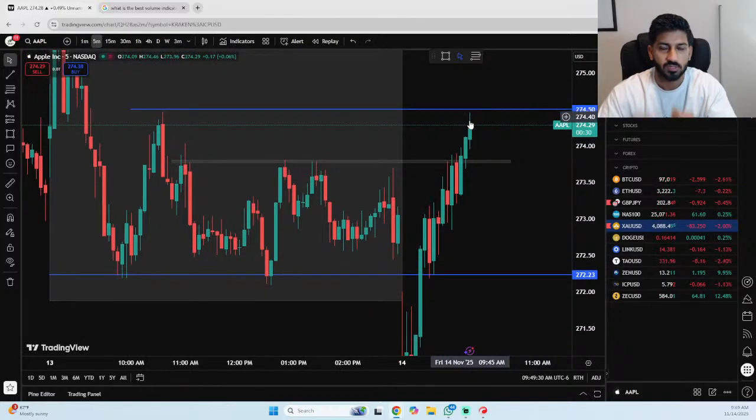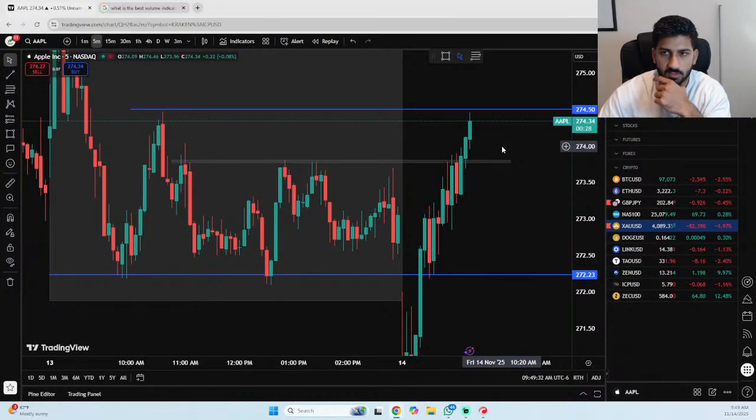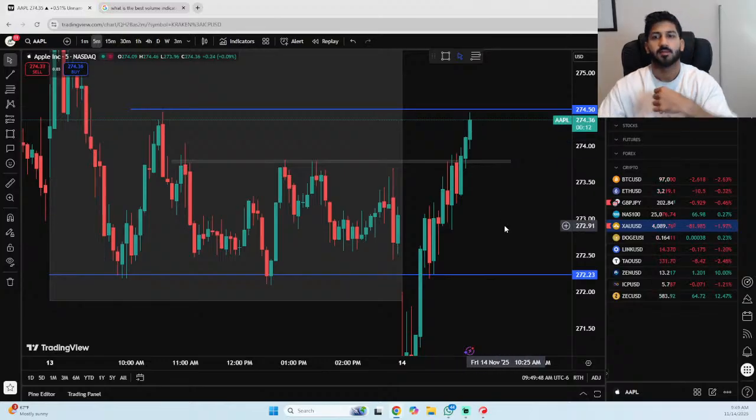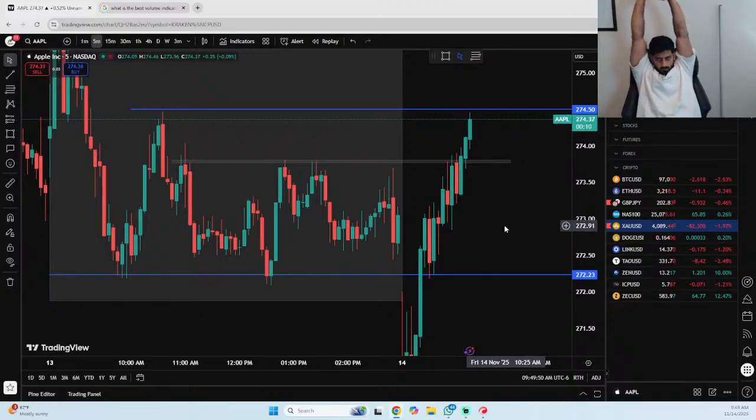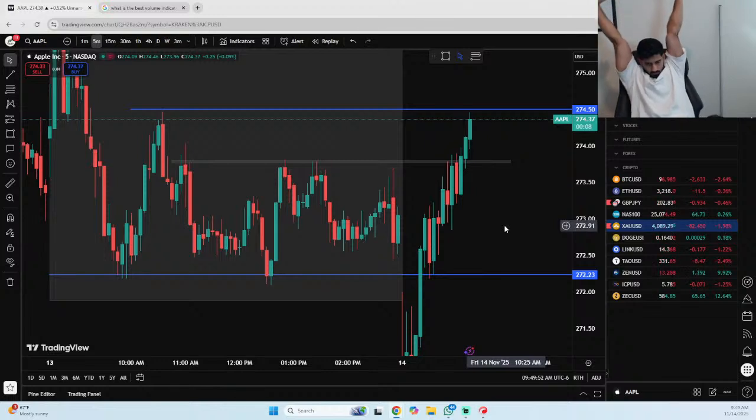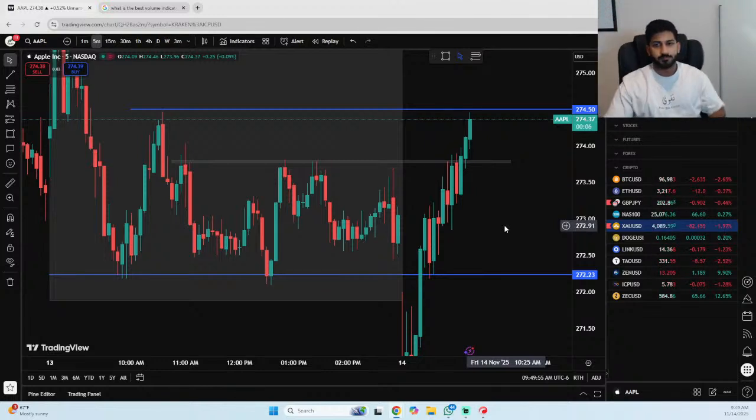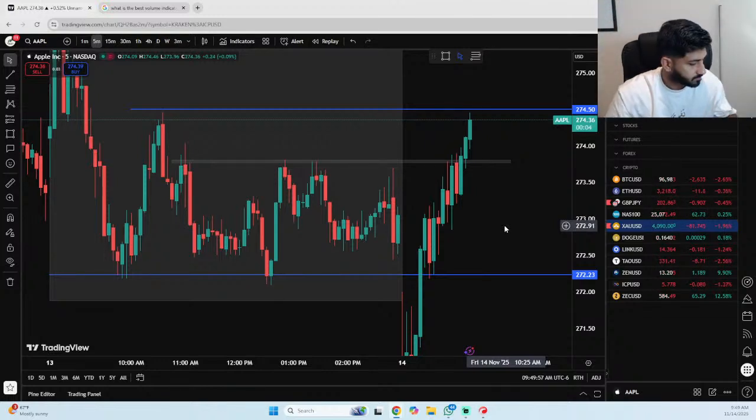So now you tapped that level of resistance at 274.50. Now I'm just carefully watching how the price is going to react, because it can also sell. You can take contracts, puts. If it is rejecting that level with a huge volume, then we can take puts.